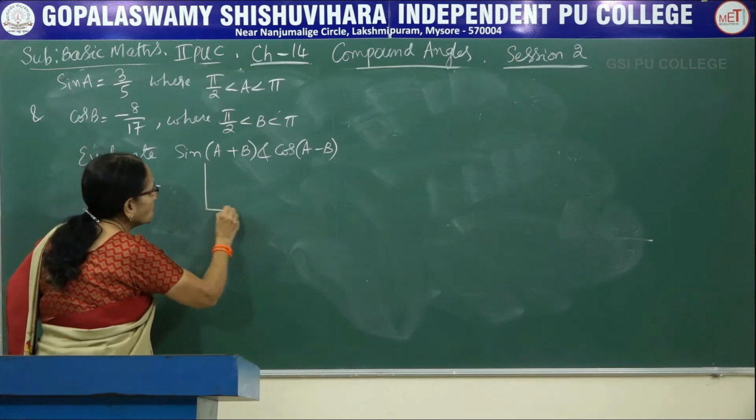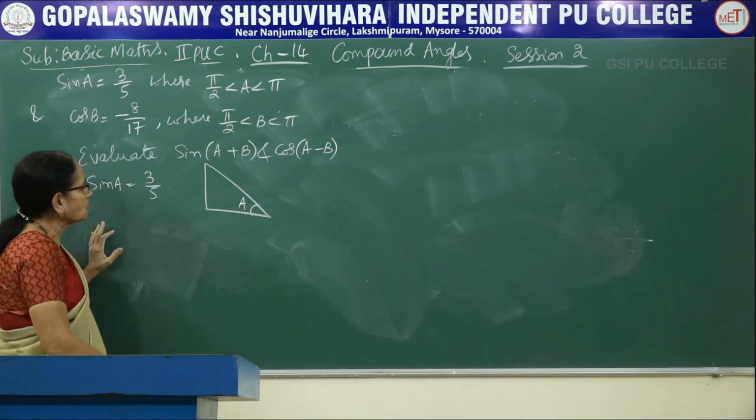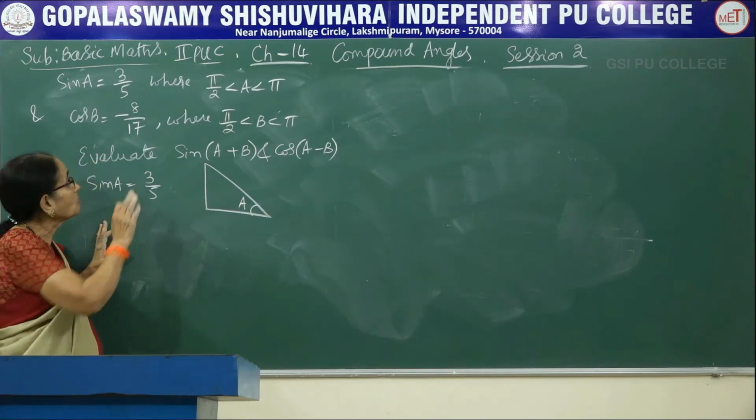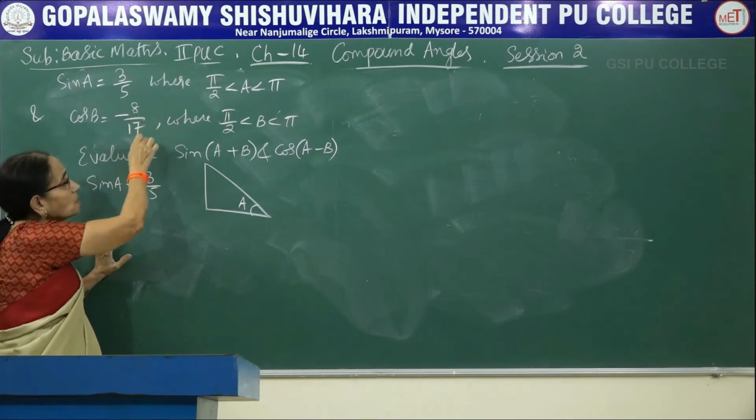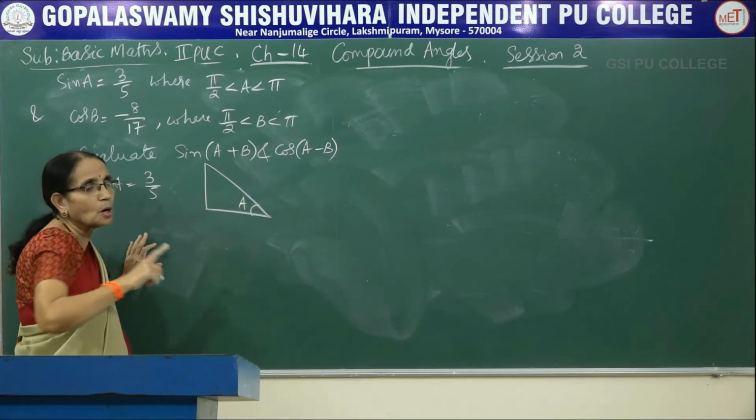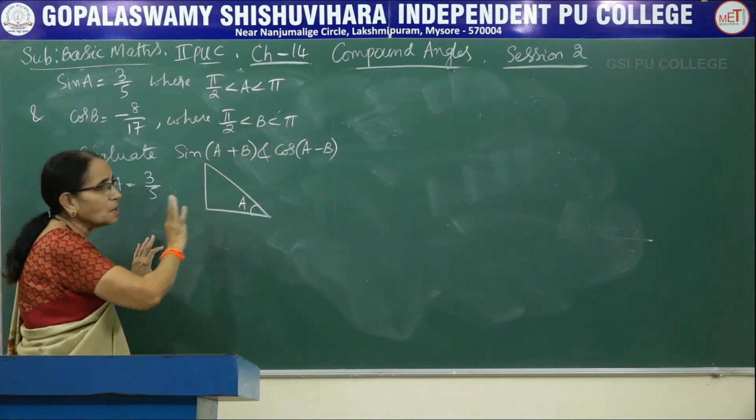Let me draw the figure. Mark it as angle A. Now in the figure, don't write the sign here, minus or plus whatever it is. Take only the numerical value. Only when expanding or finding the value, you write the appropriate sign, because here to write the sign you may get confused.